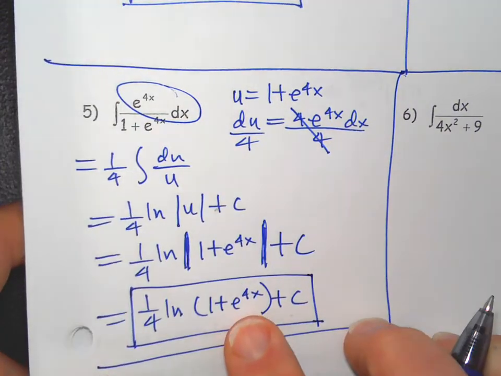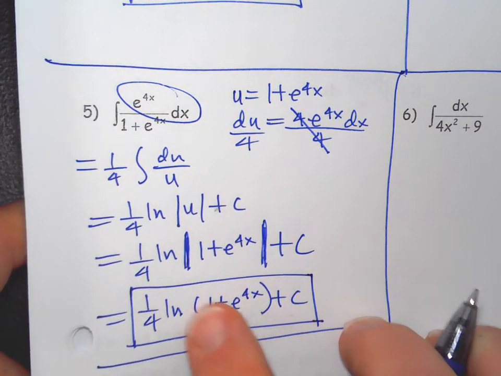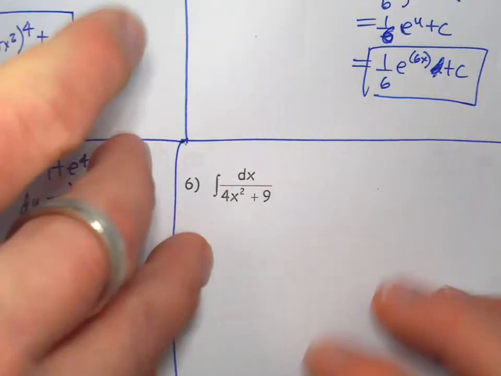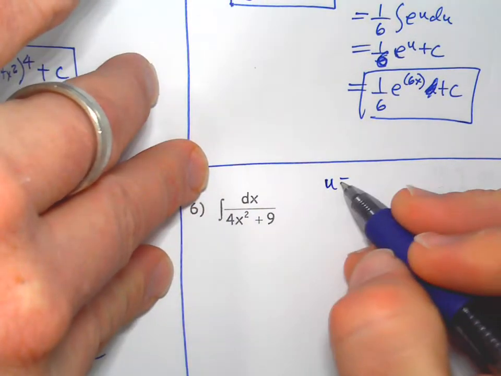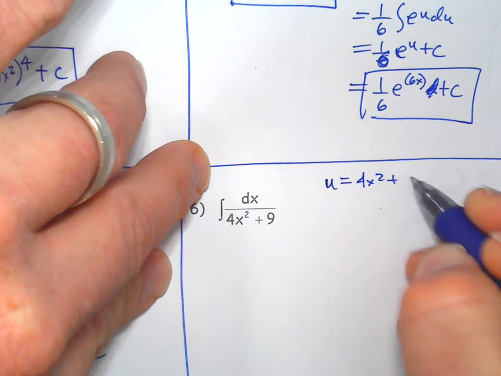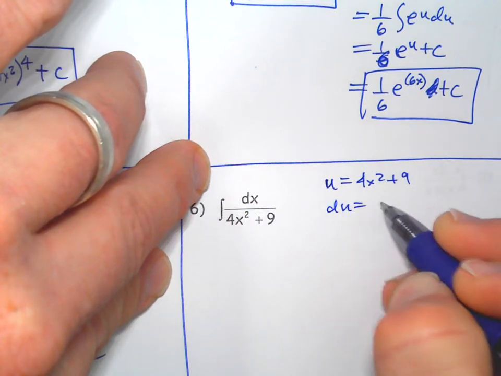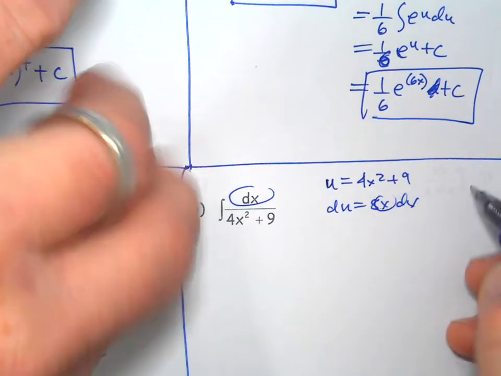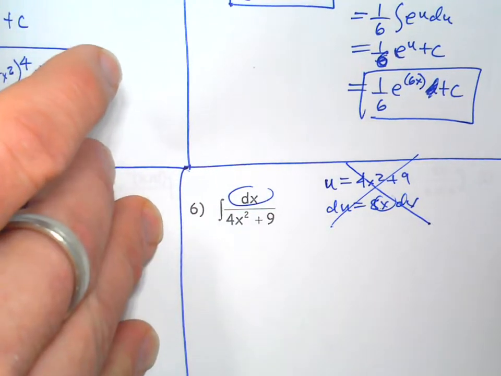Now, if the inside was always negative, we get rid of them also and just put an extra negative in front to force it to become positive, like the absolute value would. Now we could try u equals 4x squared plus 9, du equals 8x dx, and this isn't going to work because we don't have the x. So that's not going to work. So we've got to get more creative.